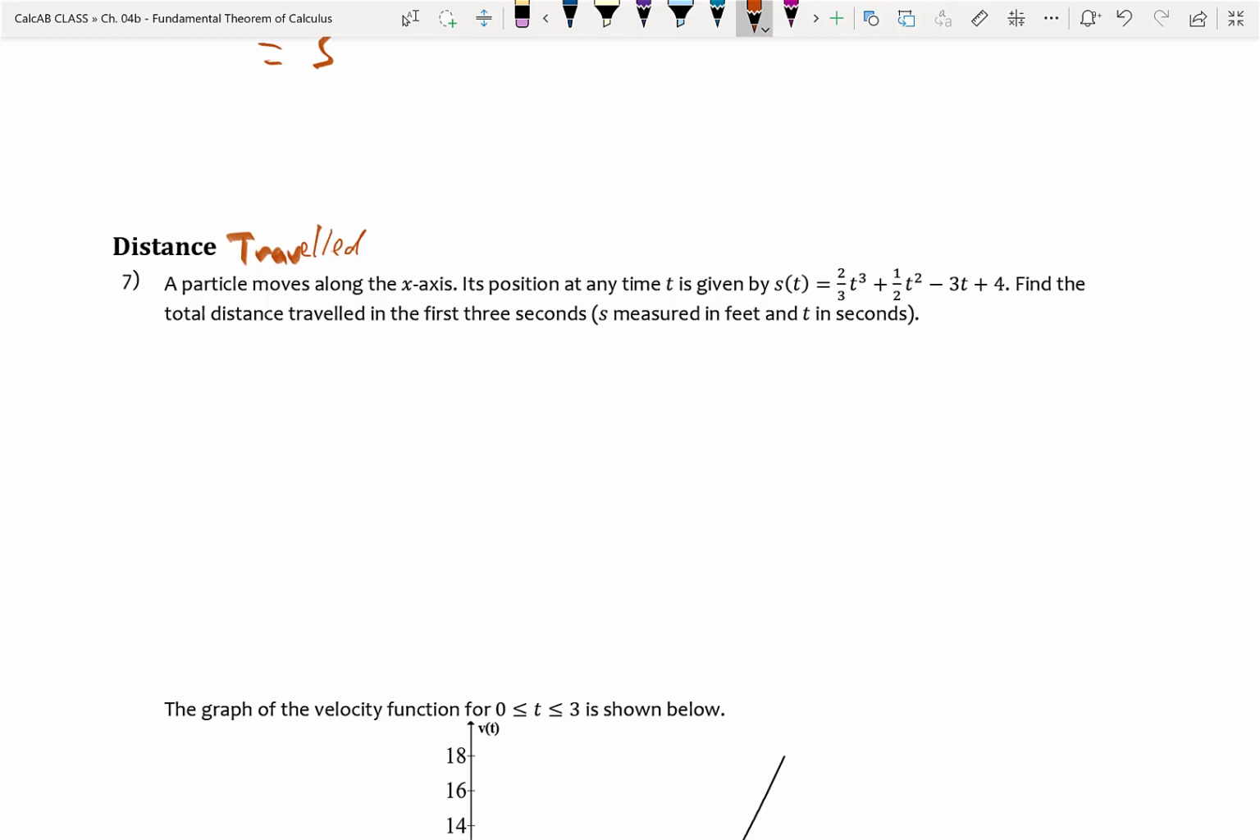Okay, a particle moves along the x-axis. Its position is given by this. Find the total distance traveled in the first 3 seconds.